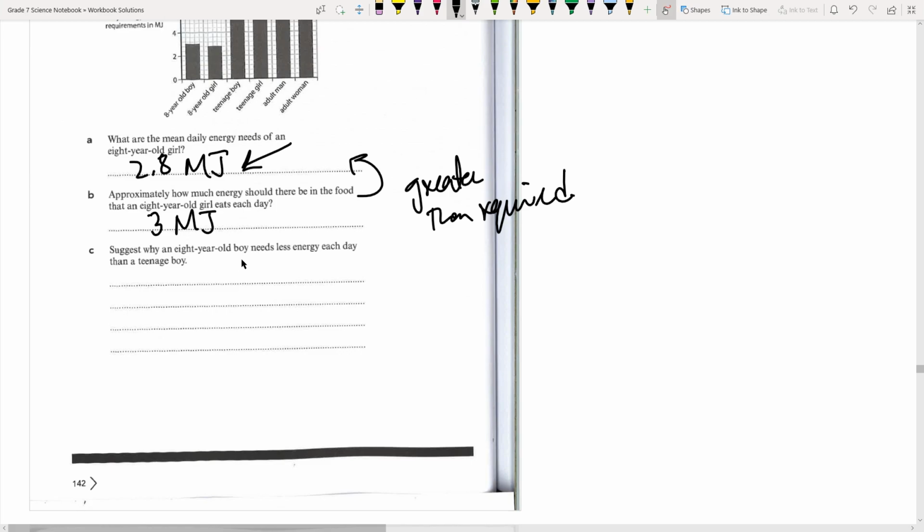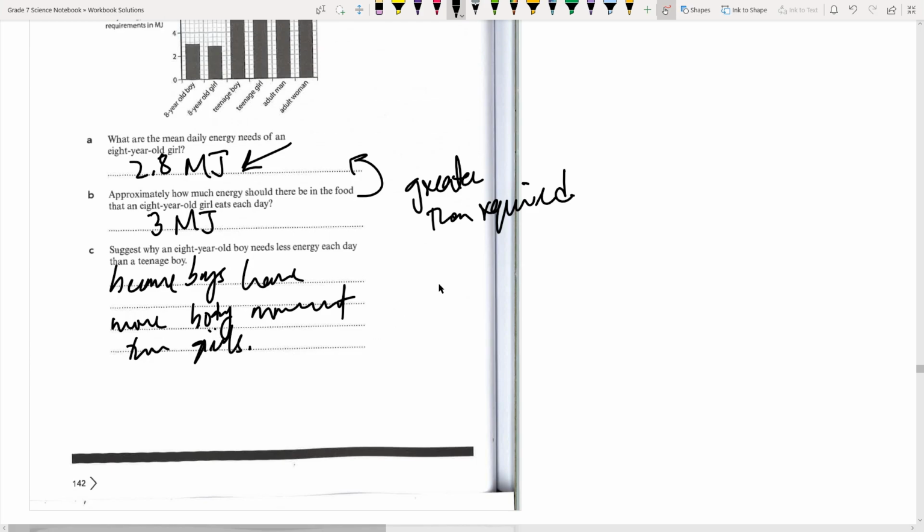Okay, why does an 8-year-old girl require less energy? Because boys have more body movement than girls, right? Boys run around a lot, so they're more energetic, so they require more energy than girls, right? Okay, moving on.